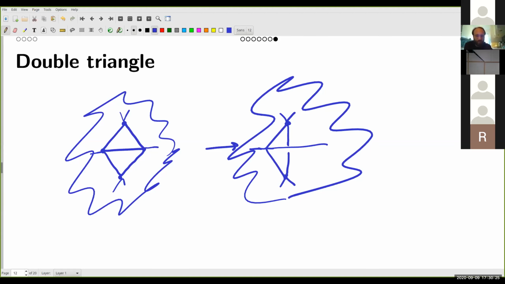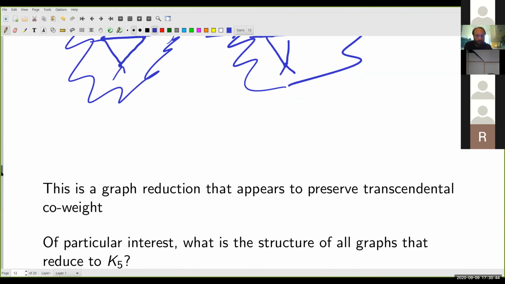Depending how you draw it, it can almost look kind of stupid because drawn like this, I've basically taken a crossing in the drawing of the graph and put a vertex there. But it's not an arbitrary case of turning a crossing into a vertex. It's a very specific one where there's this triangle turning into this pair of triangles. Now that's not a period preserving property, but it does appear to preserve, well, I said transcendental co-weight.